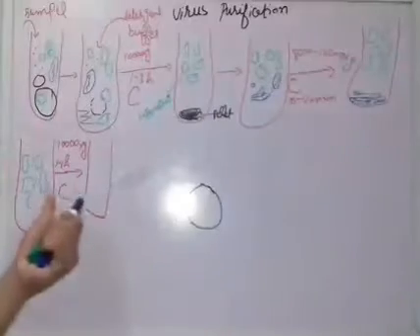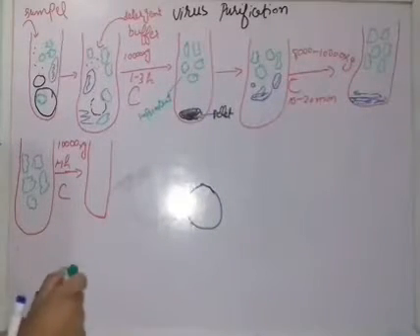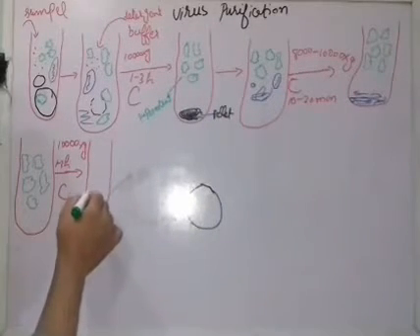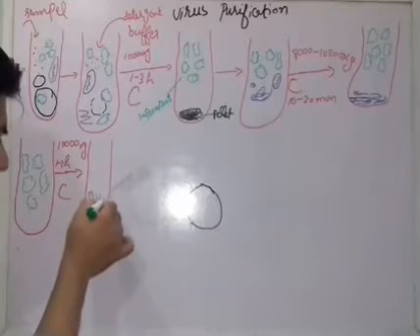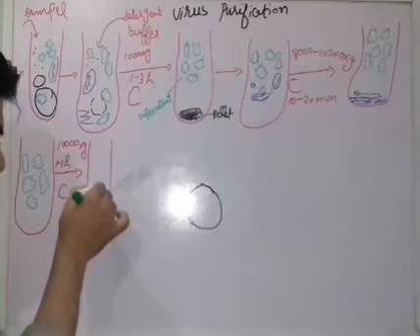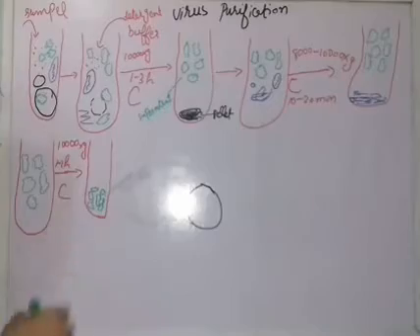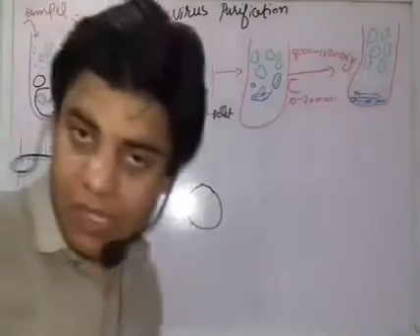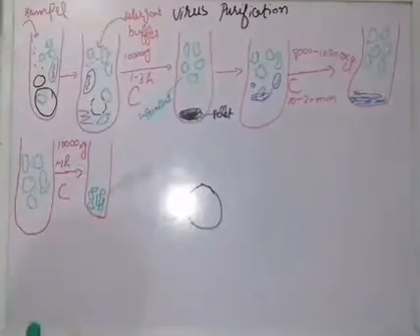Fine. So once we centrifugate this, what do we get? We again get the viruses, but this time the viruses are in the precipitation form. Fine. So the viruses are now in a precipitation form. So what do we do after that?